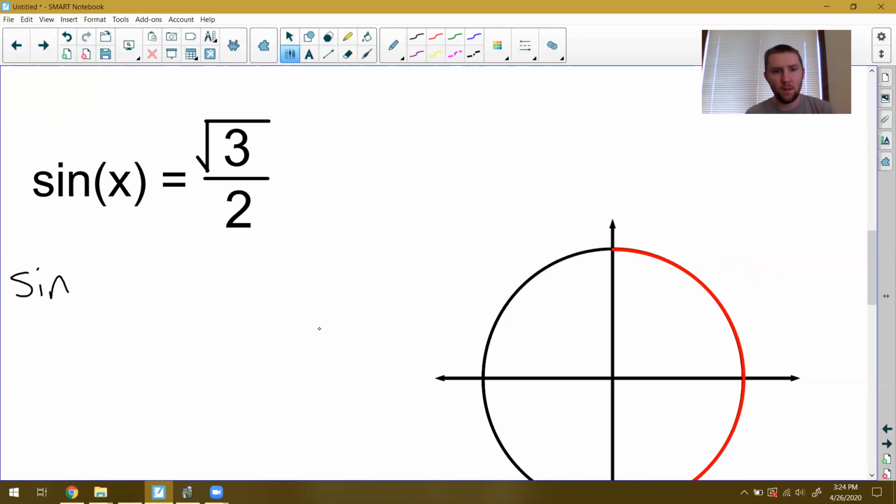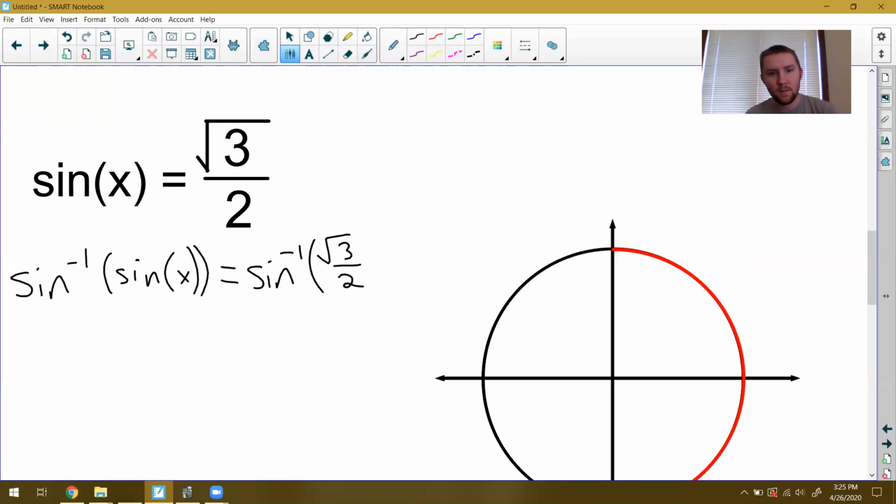So he basically turns it into sine inverse of the sine of x. He takes the sine inverse and applies it on the left side, and then he also applies it on the right side, and so he writes sine inverse of radical 3 over 2. Think about what that does to the left side of this equation. Sine inverse of sine of x, that's what we just looked at on the previous slide. Those actually cancel each other out, and we're left just with x.